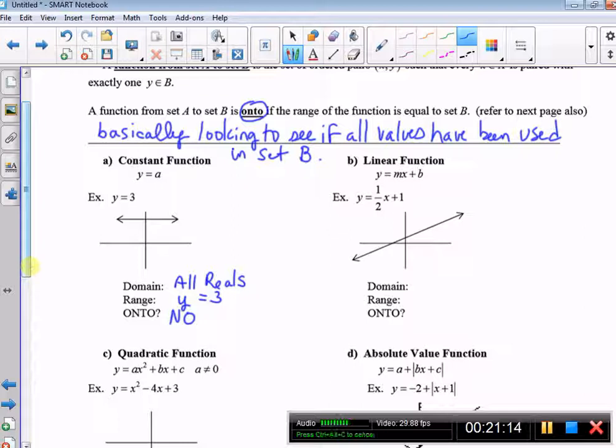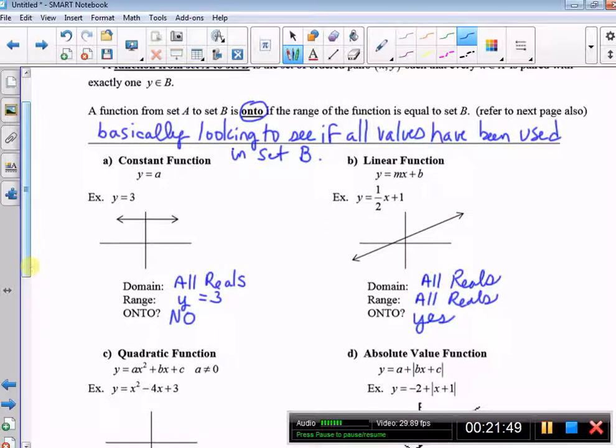The example B, a linear function. You should remember y equals mx plus b. Graphed y equals 1/2 x plus 1 for you. Domain, there's any possible number you want to plug in for x, you can plug in, so we say the domain is all reals. The range, any possible number is going to come out once you enter a value in for x, so we say the range is all reals. Is it onto? Yes, because every value from the range will be used.